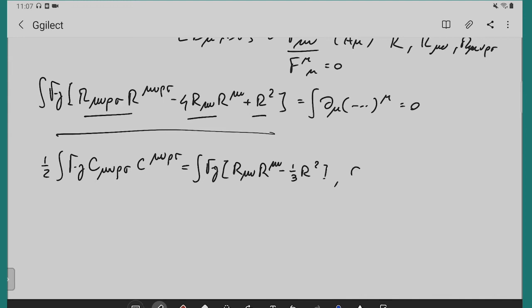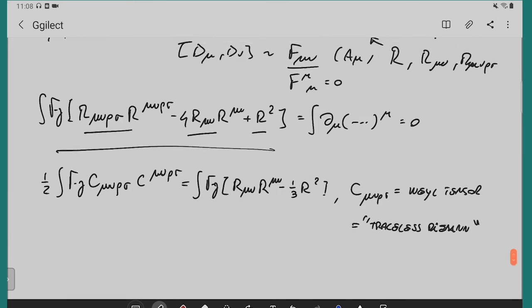Where this C is the Weyl tensor, which, if you want, is the Riemann tensor without all the traces. Let me write this. We can rewrite this action instead of, so we don't need the Riemann squared because of this Gauss-Bonnet relation.